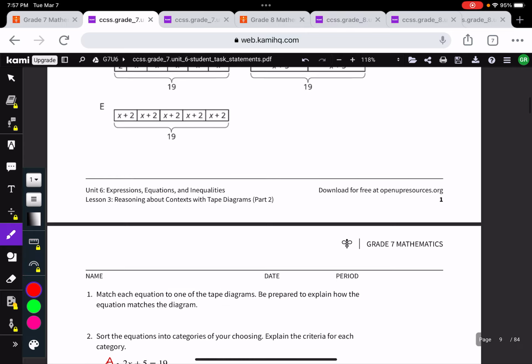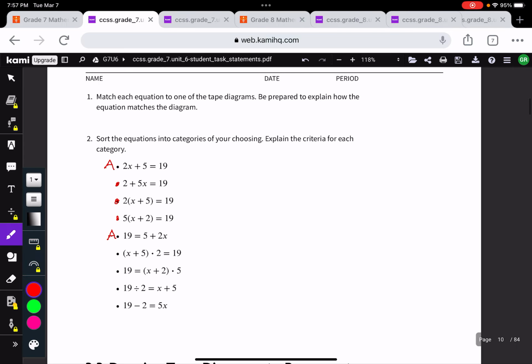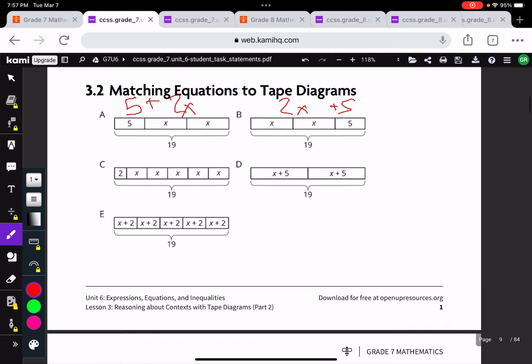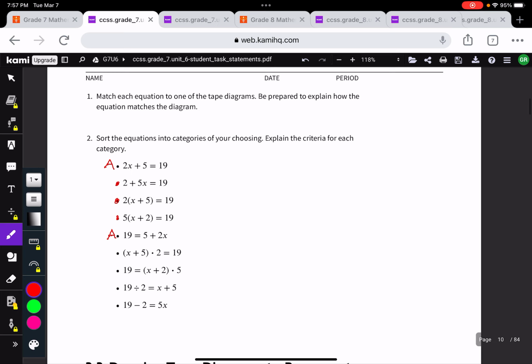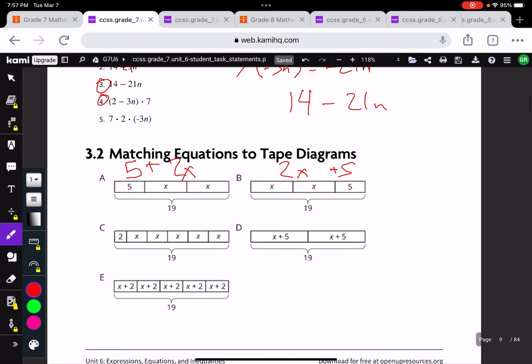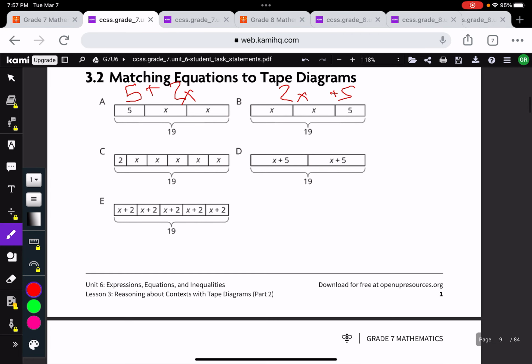A is 5 plus 2x. So maybe this 2x plus 5, maybe this needs to be B. So forget that. Maybe that one goes with B. 2x plus 5 equals 19. So I spoke a little early.